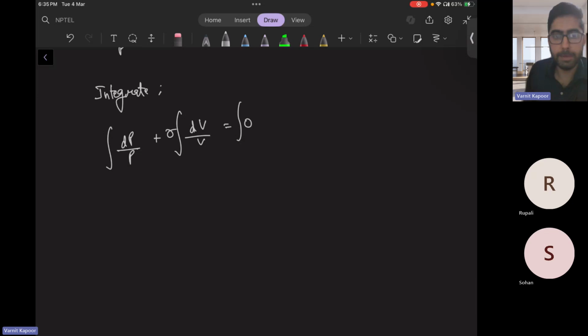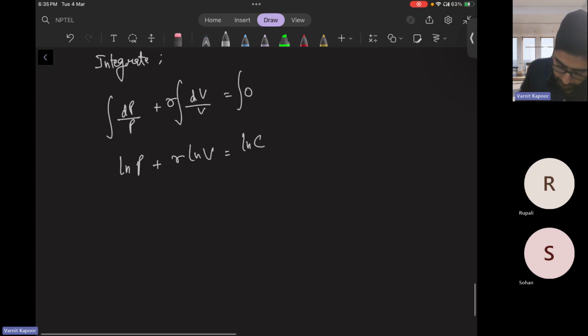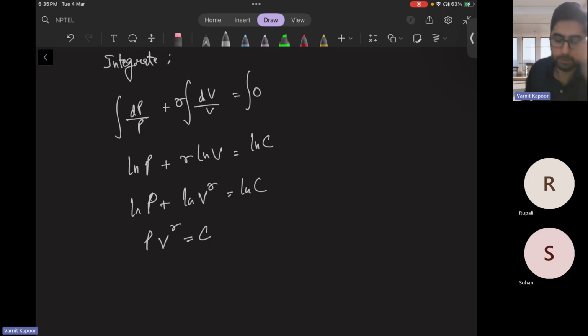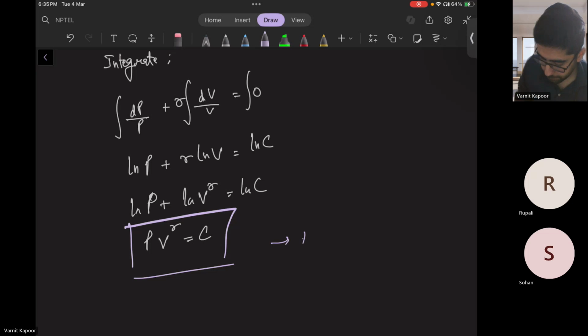So integration of dP by P is ln P, plus gamma times ln V, constant is C. You can write C or ln C, both mean the same. You can write it like this: ln P plus ln V to the power of gamma is equal to ln C. This is PV raised to the power of gamma is equal to C only, if you take away the logs. So that is your proof. Pretty simple question. All right, let's head to the next question.